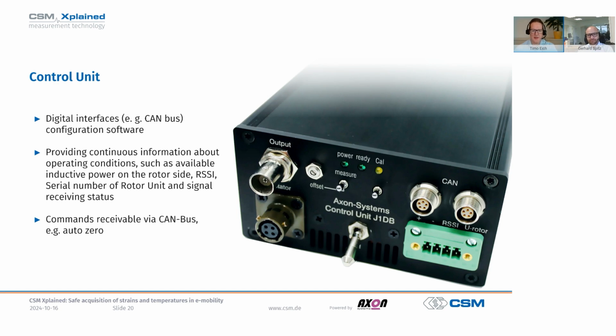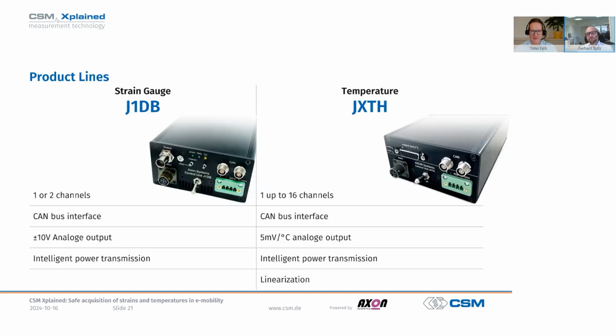So do you have different versions of the control unit to offer, or is it one unit for all? We do have different versions, but we really try to keep it as simple as possible. You can see on this slide that we have mainly two telemetry systems. We have one telemetry line for strain gauge measurements, which is the J1 dB on the left side, and one main line for temperature systems, which is the JXTH telemetry system. These are the two main control units which are able to cover almost all installations. Okay, perfect.